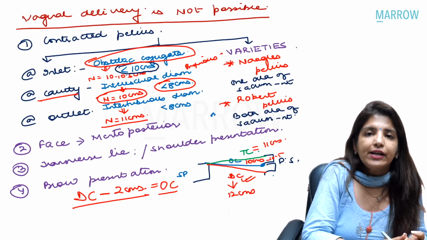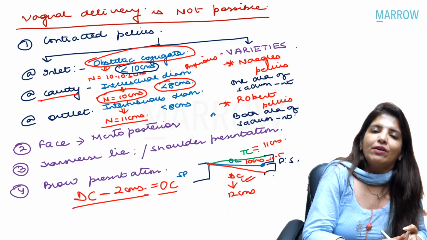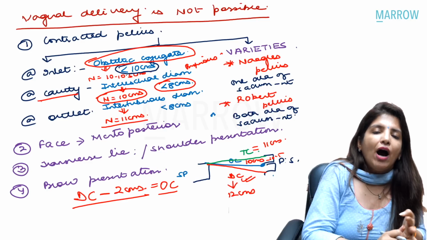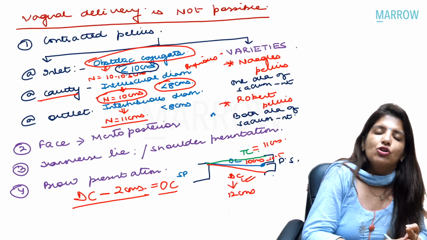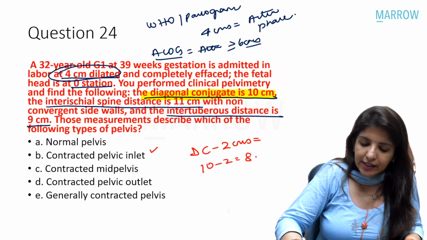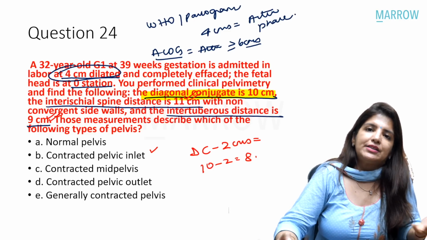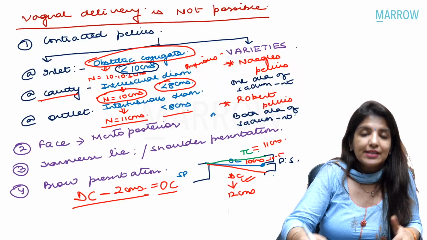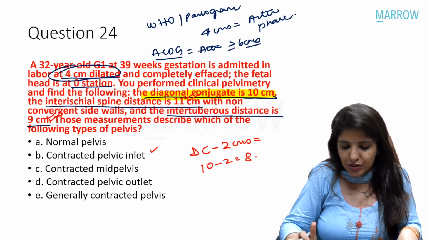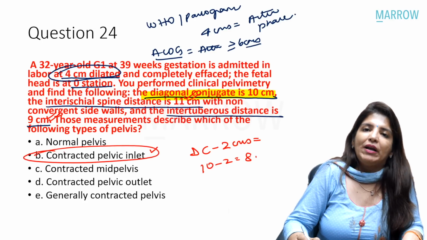Have you understood? Inlet is contracted if obstetrical conjugate is less than 10. Mid-pelvis or cavity is contracted if bispinous diameter or interischial diameter is less than 8. And outlet is contracted when bituberous diameter or intertuberous diameter is less than 8. Right? Now, in this case, the interischial spine diameter is 11, which means it's normal. And intertuberous diameter is 9 centimeters. If it is less than 8, then I say outlet is contracted. So that means outlet is also normal. So in this pelvis, mid-pelvis is normal, outlet is normal. Only contraction is at the level of pelvic inlet.